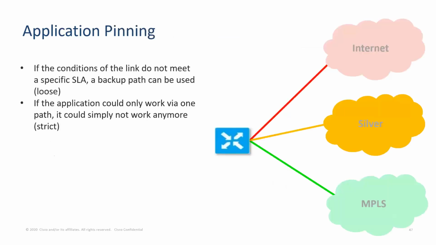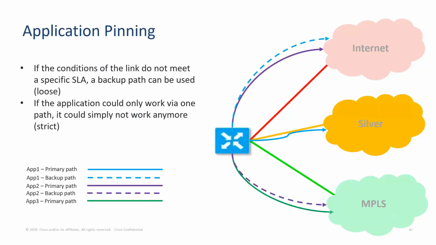So application pinning is used to send traffic on a specific transport, and if the conditions of the SLA aren't being met, we can use a backup path. That's what's called a loose matching. We can also do a strict matching where if a transport such as the MPLS transport is not available, we don't want to send traffic on any other transports. Honestly, I don't see a lot of this any longer where we want to send traffic on a specific transport and then just drop it if it's not available, but it's still common to see MPLS being used as the primary transport for some of the business critical applications, but then leverage internet as a backup.